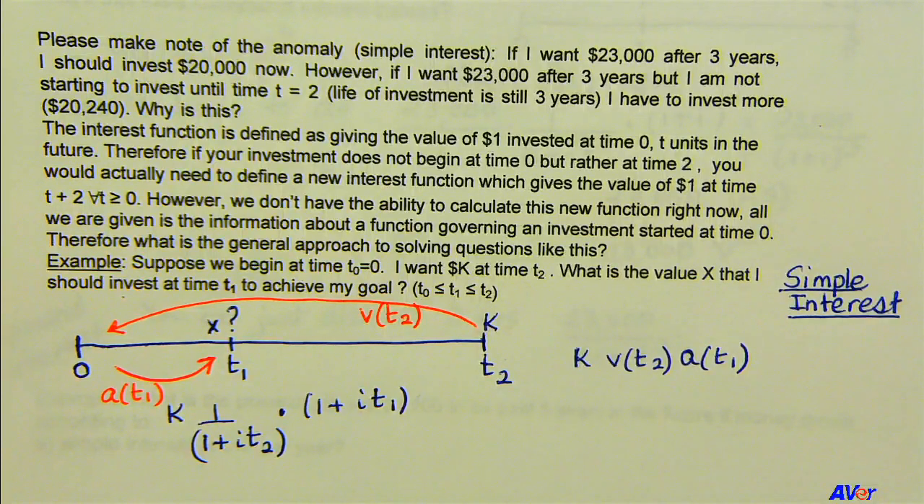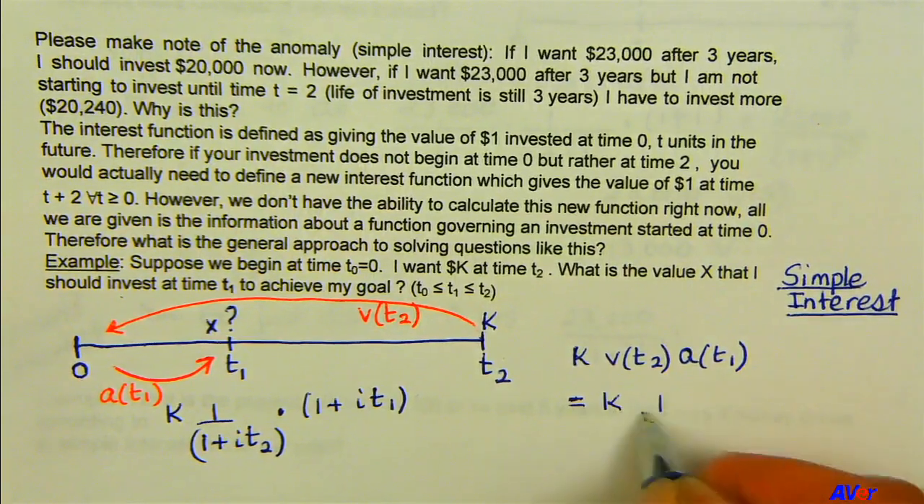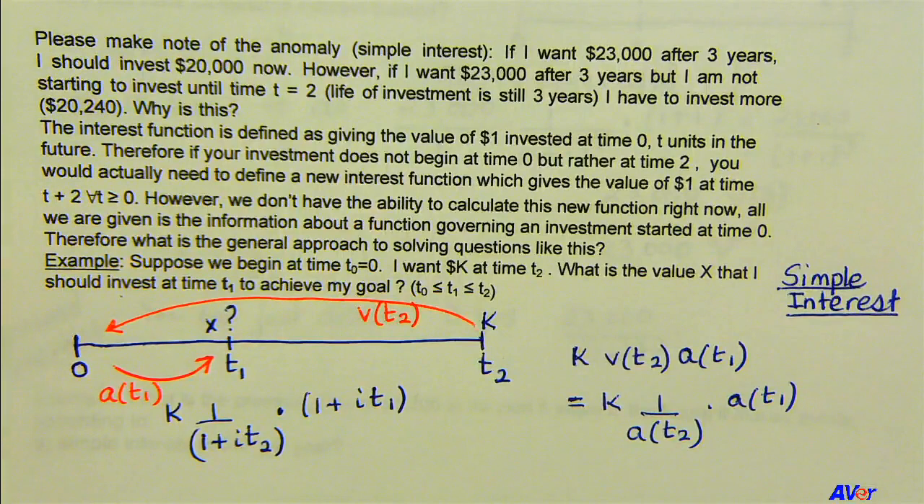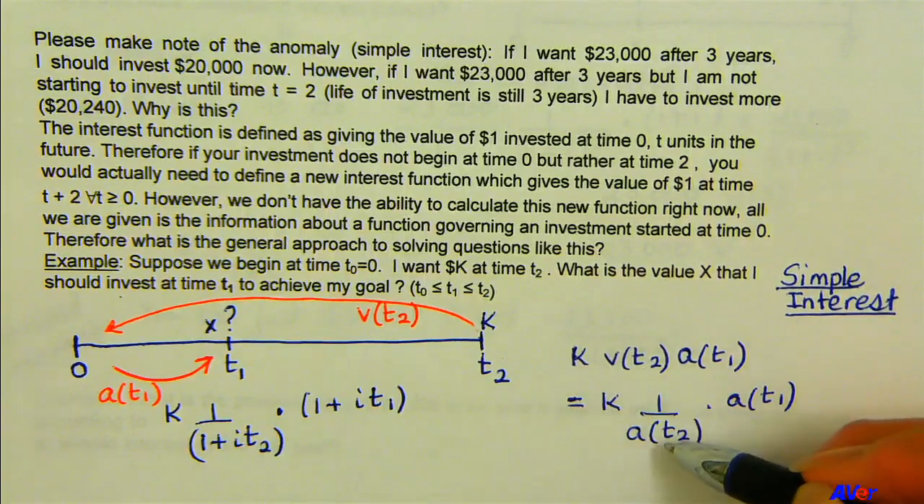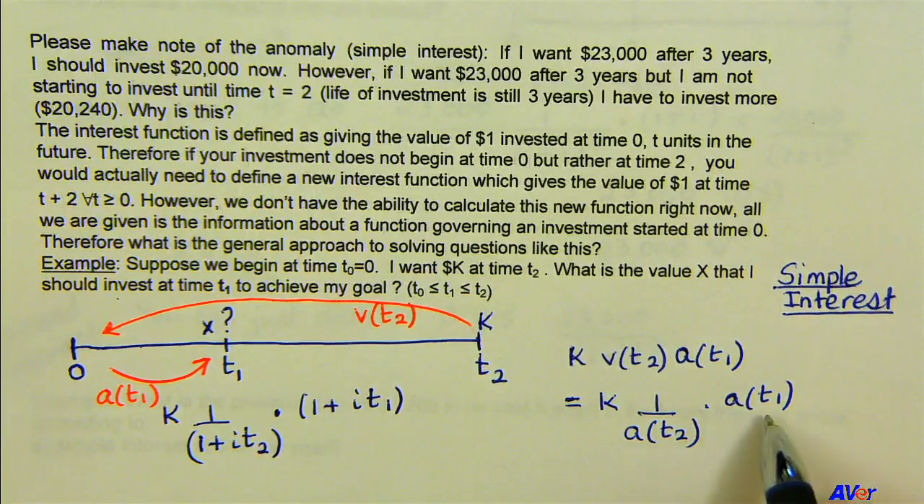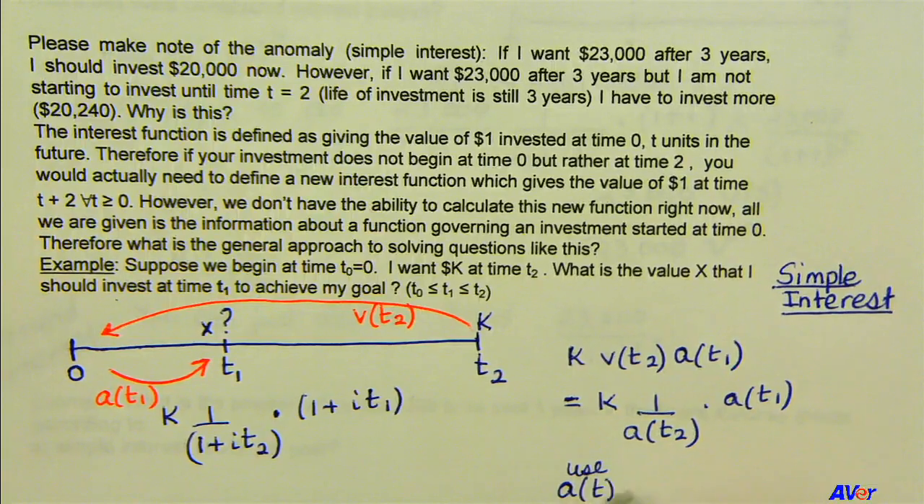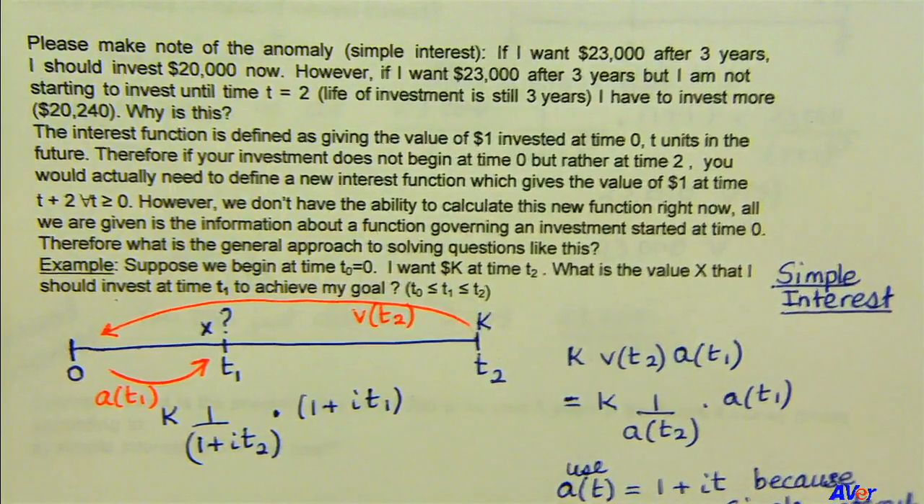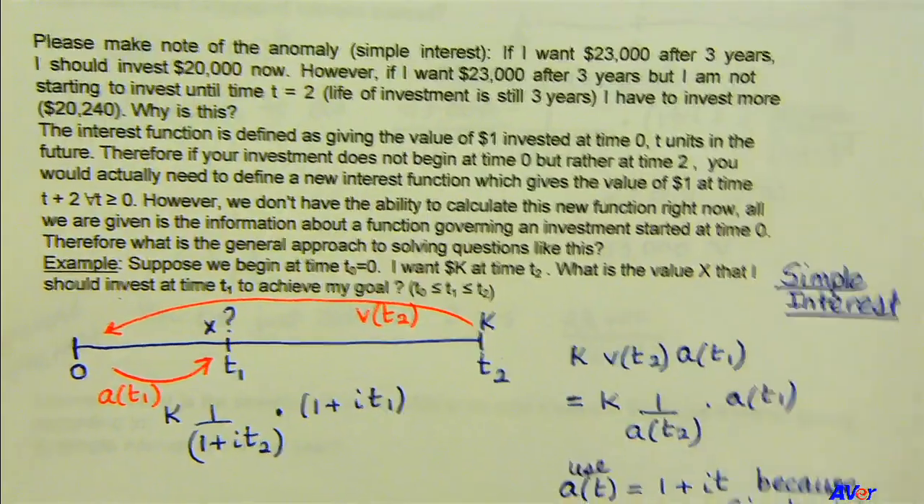So this is equal to k times 1 over a of t2 times a of t1. Notice that v of t is always equal to 1 over a of t. So because I say v of t2, I write 1 over a of t2. Because these are reciprocal functions, right? The discount function is the reciprocal of the accumulation function. And then I'm using a of t equals 1 plus it because I'm dealing with simple interest. That's all. Everybody okay with this? I didn't do anything new. I'm just repeating what I did last time.